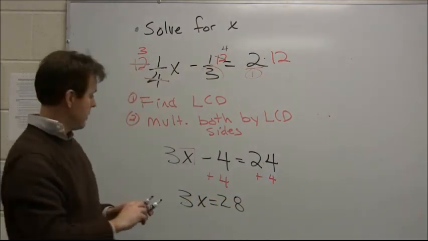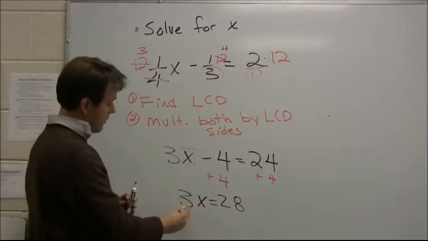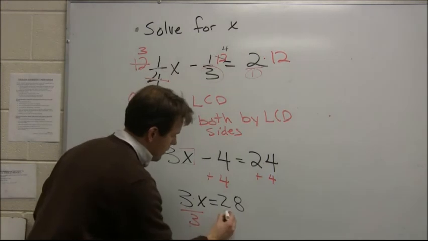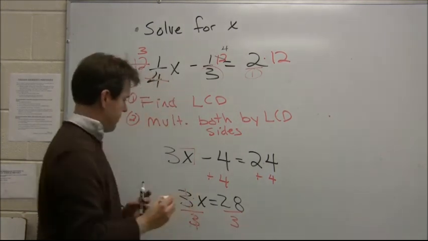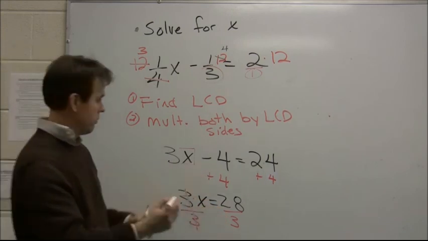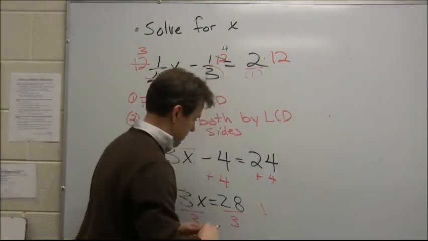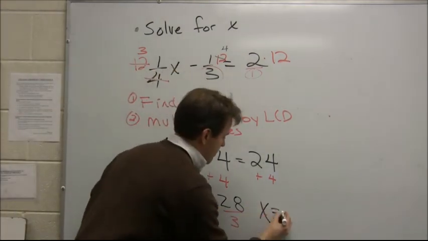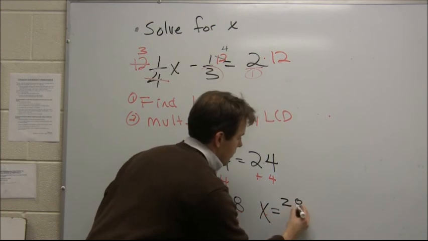Now one more step. It's 3 times x. So I'm going to divide both sides by 3. So x equals 28 thirds. And don't leave it like that. We're going to rewrite it. It may seem like a redundant step, but it's good form to do.